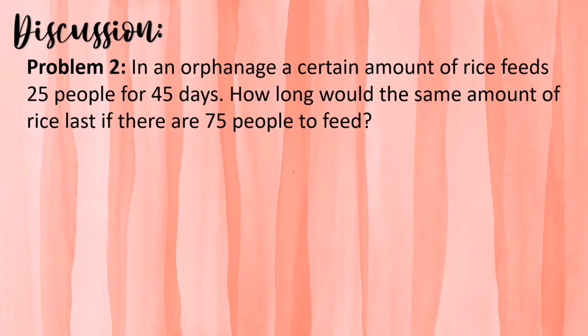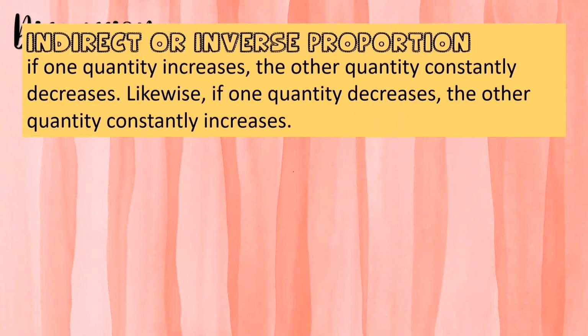decreases. Okay? So, ibig sabihin, kung sa loob ng 45 days, 25 na tao lang yung pakakainin mo nung rice, how about kapag naging 75 na tao na yung pakakainin mo. So, ibig sabihin, pag mas madaming taong pakakainin, maglalast lang yung rice sa konting panahon or konting araw. So, bababa yung bilang ng days. So, kapag ganyan ang problem, it will fall to indirect or inverse proportion.